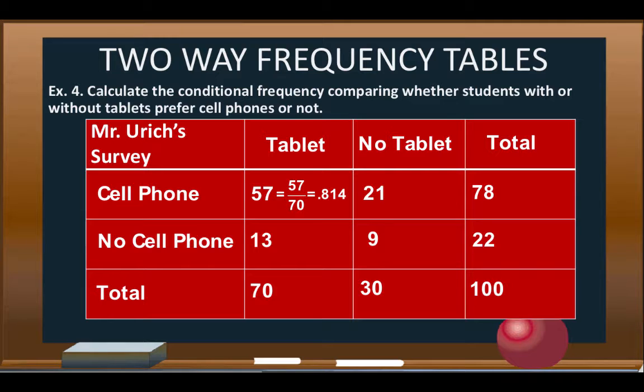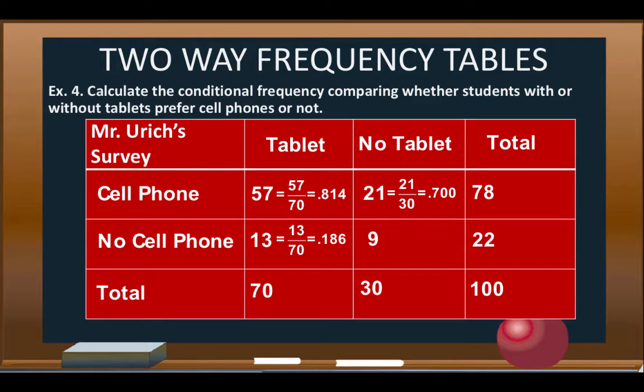So we get 0.814. So now this is saying 81.4% of students who have a tablet also have a cell phone. Continuing on down that column, let's take 13 divided by 70. So we have 0.186. So 18.6% of students who have a tablet do not have a cell phone.